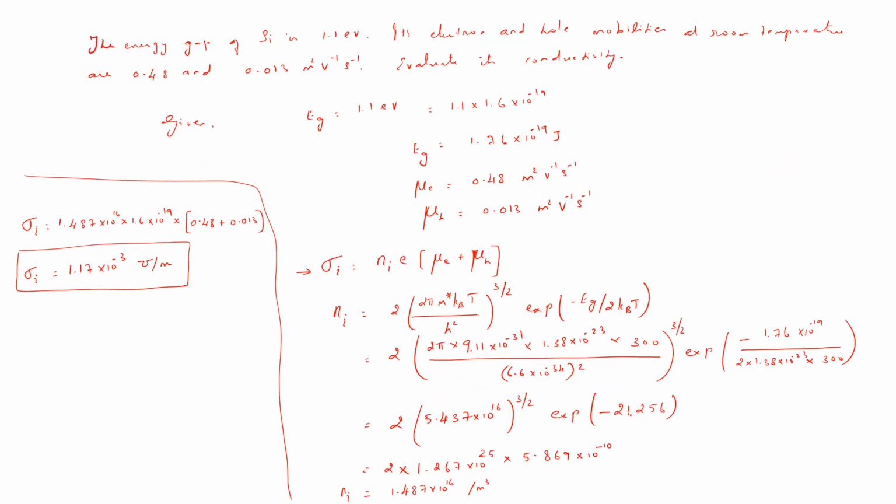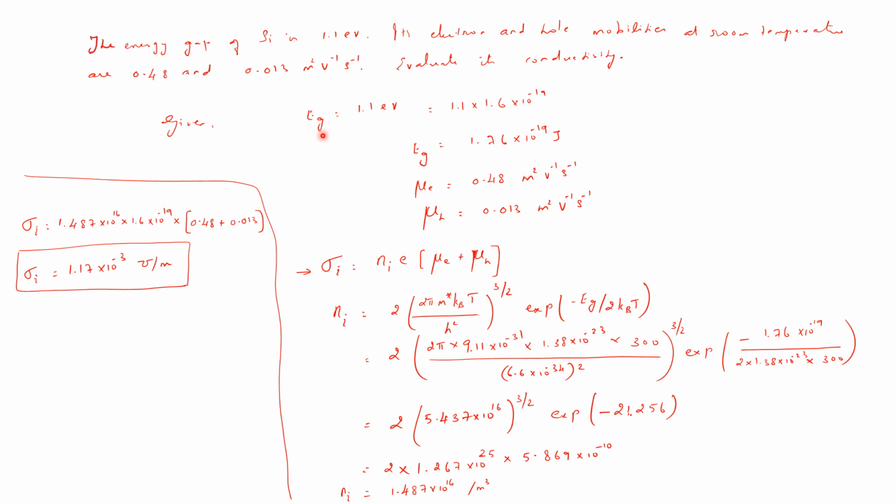So let us read the problem now. The energy gap of silicon is 1.1 electron volt. Its electron and hole mobilities at room temperature are 0.48 and 0.013 meter square volt power minus 1 second power minus 1. Evaluate its conductivity. Another standard type of problem.